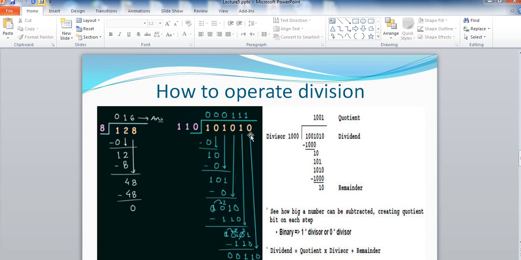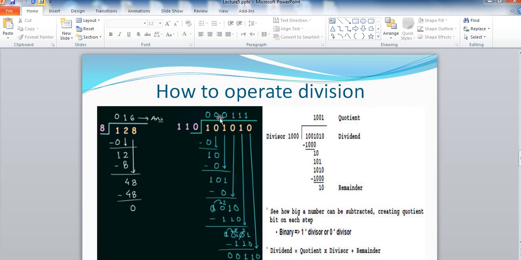So what we do is take the last digit from the dividend and put it down. It will be 1001, and you subtract 110 from it. So it will be 110, and you put 1 here in the quotient. So it's finished. There is no remainder in this case. The remainder is 0.